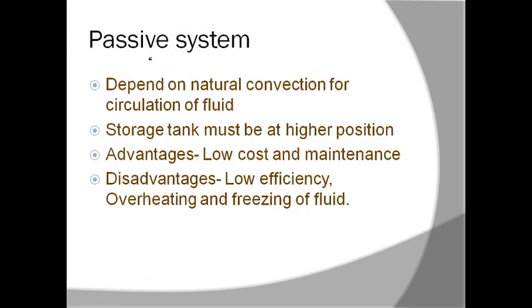Now another system of classifying this solar water heater is based on the method of water movement. So we can classify it into passive system and active system. In a passive system, the water flow depends on natural convection, and therefore the storage tank must be at a higher position. Its advantages are its low cost and maintenance, since natural processes are mainly used for water heating. Its disadvantages are its low efficiency, overheating and freezing of fluids.